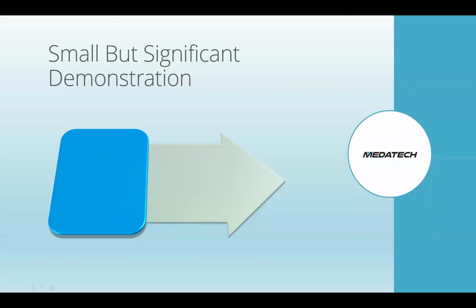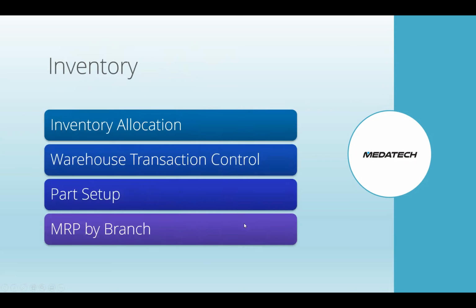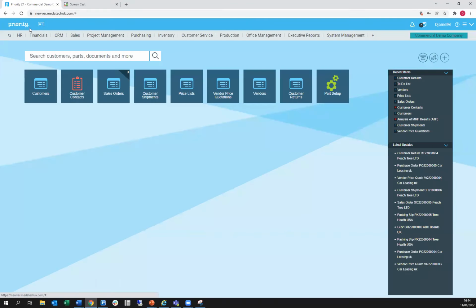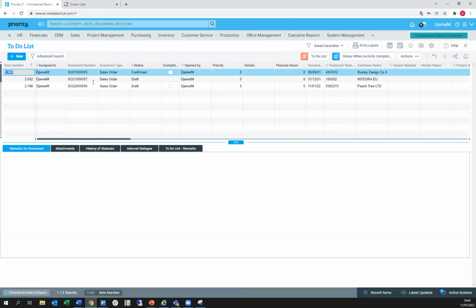I'll go back into the PowerPoint. We're going to look at some inventory functionality that is coming to Priority. We're going to start with a feature that's been requested a lot over the years, and that is inventory allocation from the sales order. Now, I've got some sales orders here.